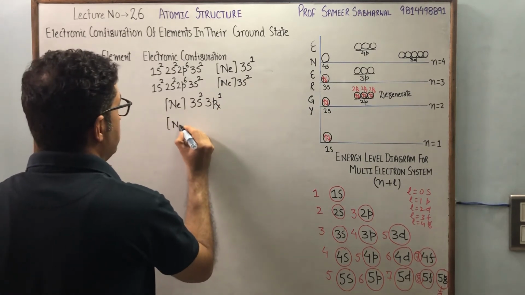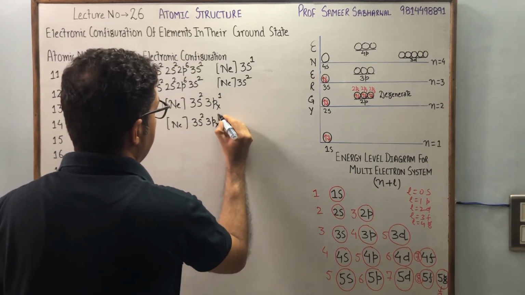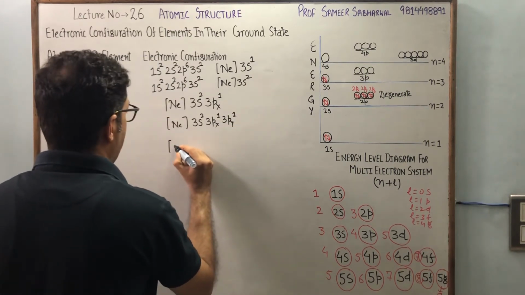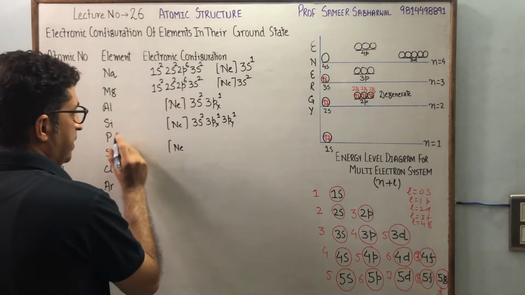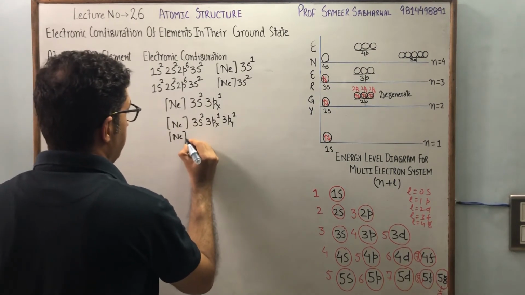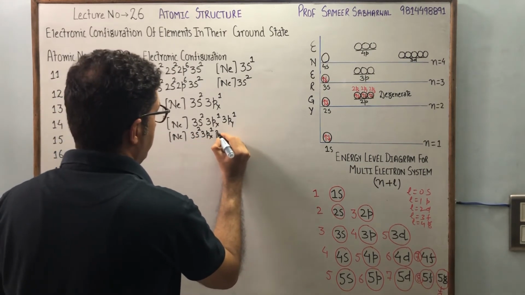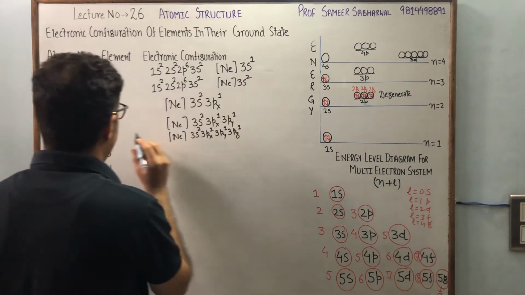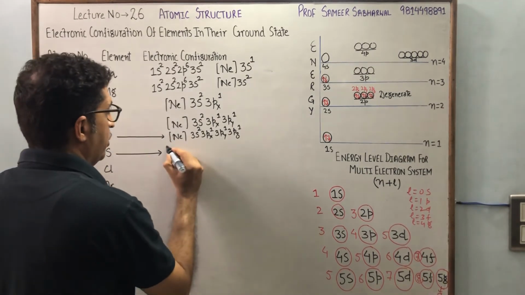For silicon this is neon 3s2 3px1 3py1. Fine. And for sulfur this is neon. For phosphorus, I need some space. Let me manage some space here. Neon 3s2 3px1 3py1 and 3pz1. So this is representing phosphorus.